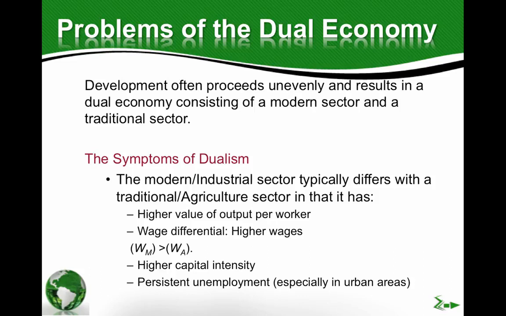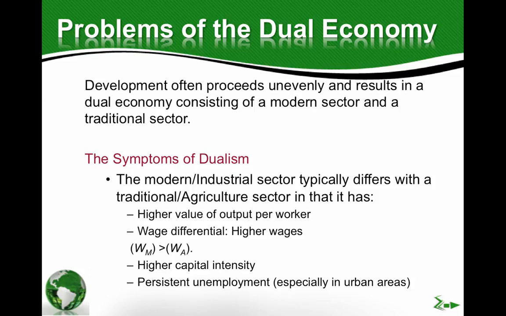Right? Now, what are the symptoms of dualism? How do you define or characterize economic duality? Well, you have two sectors coexisting with very different characteristics. You have a modern industrial sector which has a high value of output per worker. So labor productivity is really high in these sectors compared to the agriculture sector. There's a huge wage differential. Wages are much higher in the modern sector compared to the agriculture or traditional sector.